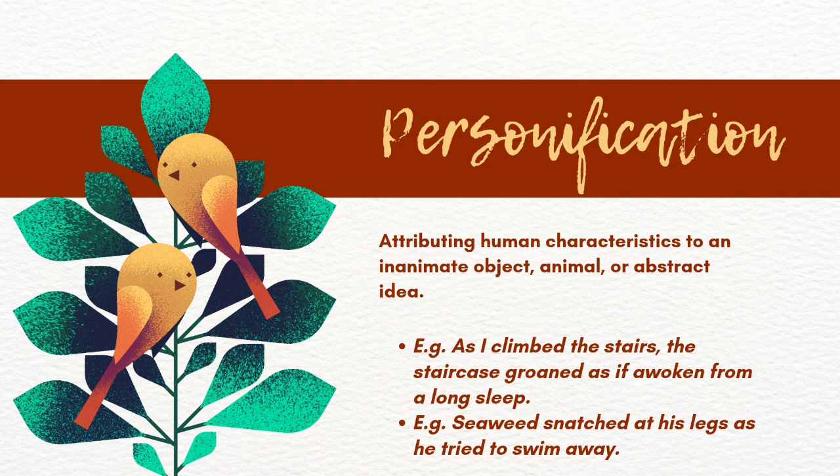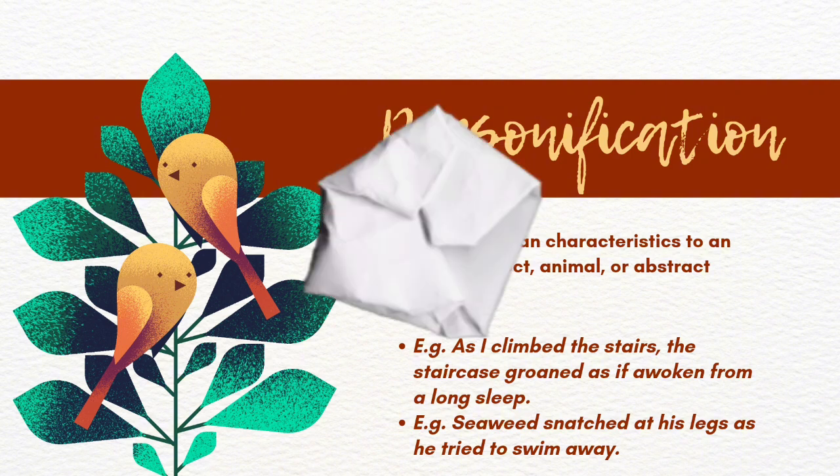For the second example, we have: seaweed snatched at his legs as he tried to swim away. Here, the seaweed is described as snatching, which is a human action. Seaweed cannot actually grab someone, so giving it this human behavior makes the sentence an example of personification. This creates a vivid and intense image.